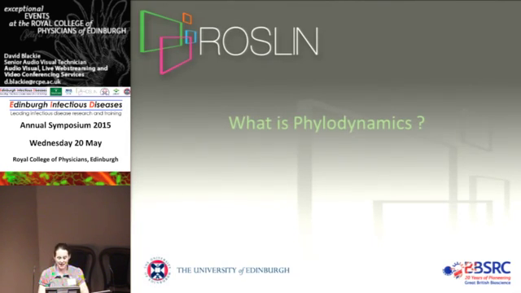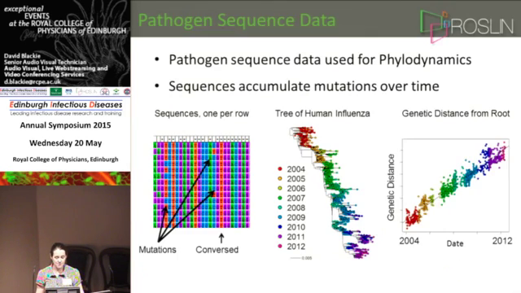Okay, so what is phylodynamics? Well, in phylodynamics, the idea is that you can use the virus sequences to try and work out who infected who. This could be literally which individual infected which other individual, or it could mean more generally which location transmitted to which other location, location being a country or a city, or which species transmitted to which other species. And you can do this because the sequences accumulate mutations over time.